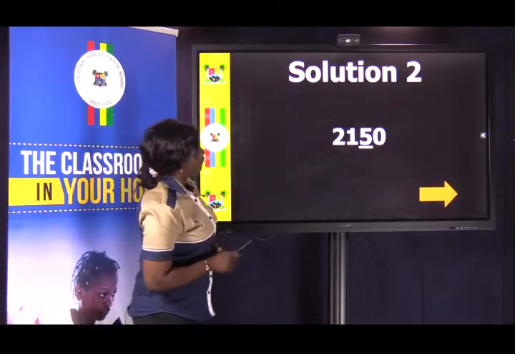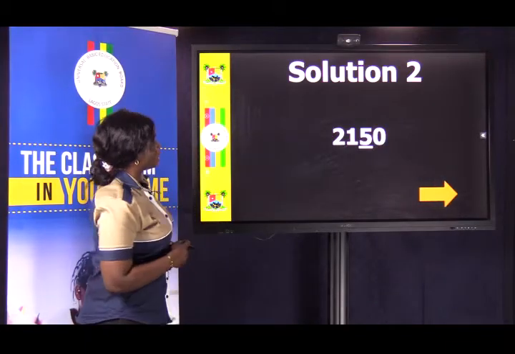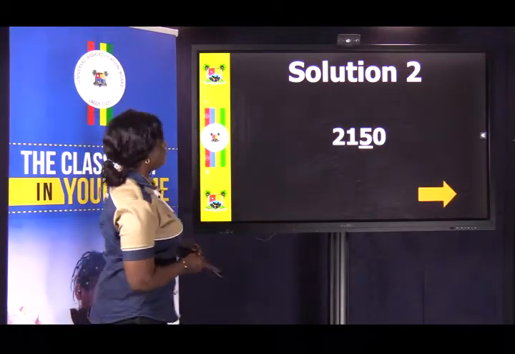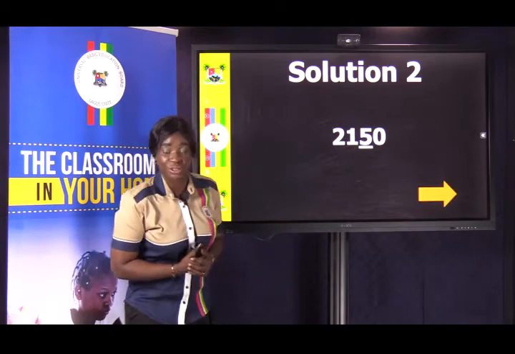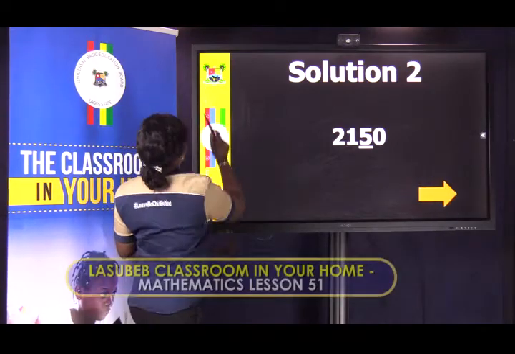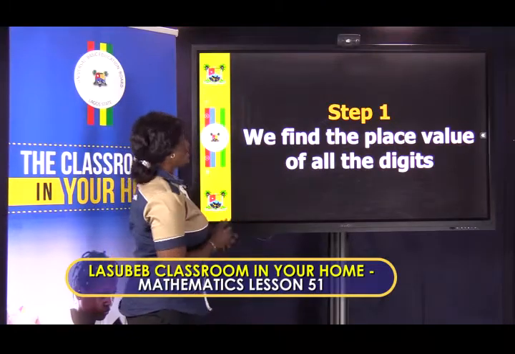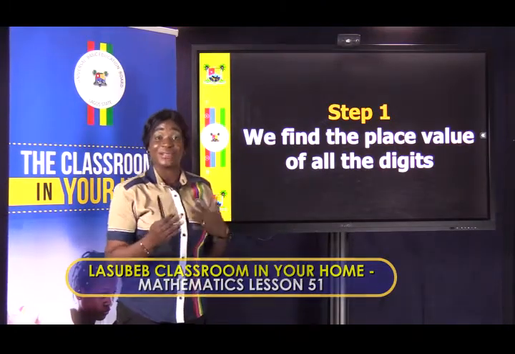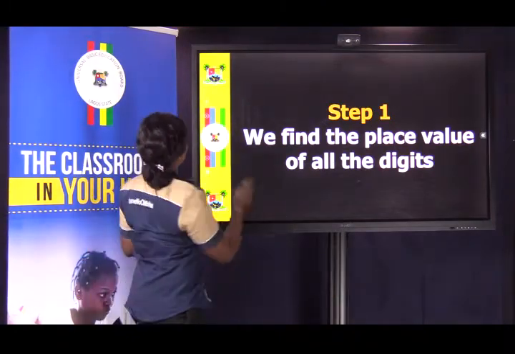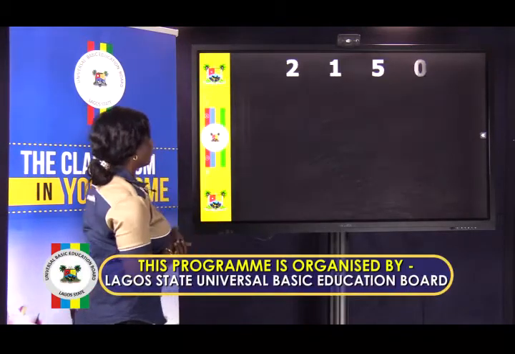The next one we have 2150. Where is 5 positioned under the number grid? We find the place value of all the digits. Yes, that makes it very fast and simple. You don't have to guess. Find the place value of all the digits.